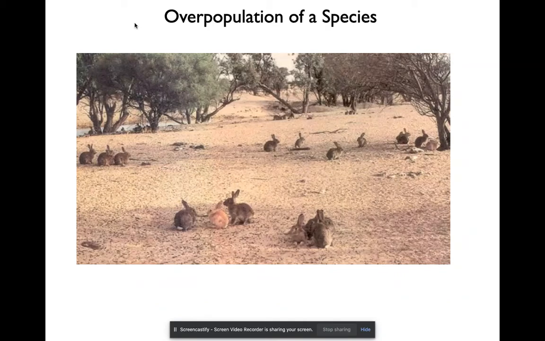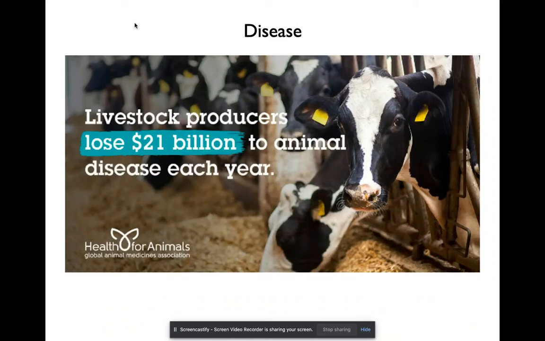And so overpopulation has a close second, and that is if you have higher numbers of population, there are higher chances of disease. And this picture captures what potentially happens amongst livestock and large herds. The probability of disease spreading and affecting multiple organisms is higher when the population's high. But those are things that just occur naturally.